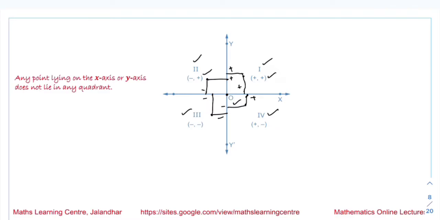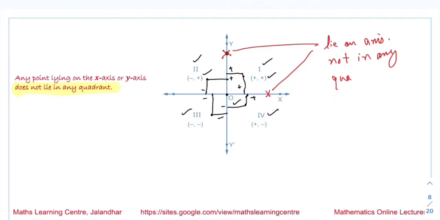Now suppose some point lies on the y-axis, or some point lies on the x-axis. Then we say they do not lie in any quadrant, because these points lie on the axis, not in any quadrant.